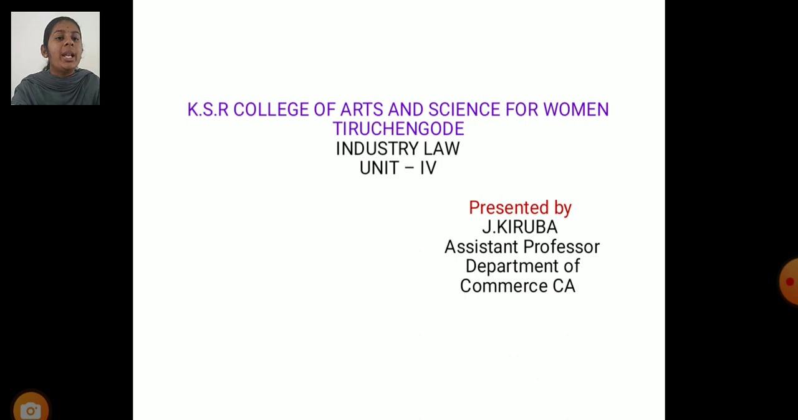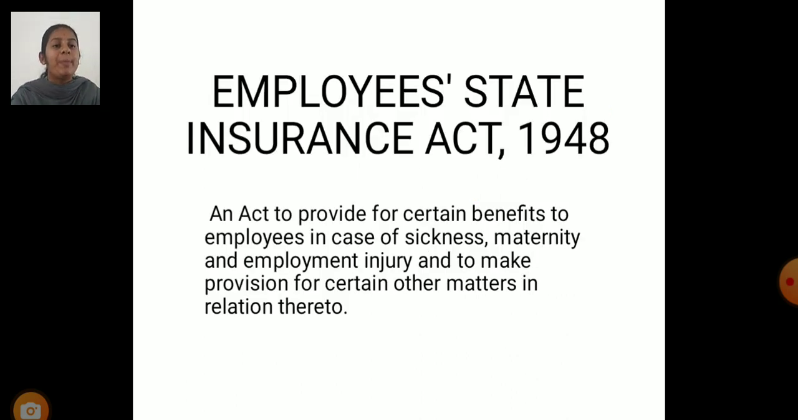Today let us discuss Industrial Law, Unit 4. The Employee State Insurance Act 1948, an act to provide certain benefits to employees in case of sickness, maternity, and employment injury, and to make provision for certain other matters in relation to it.